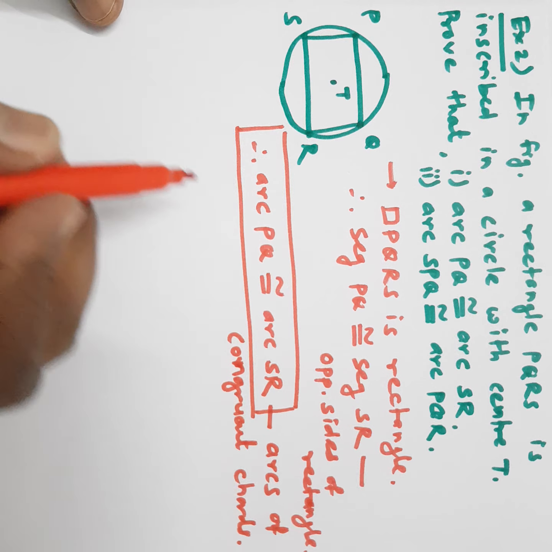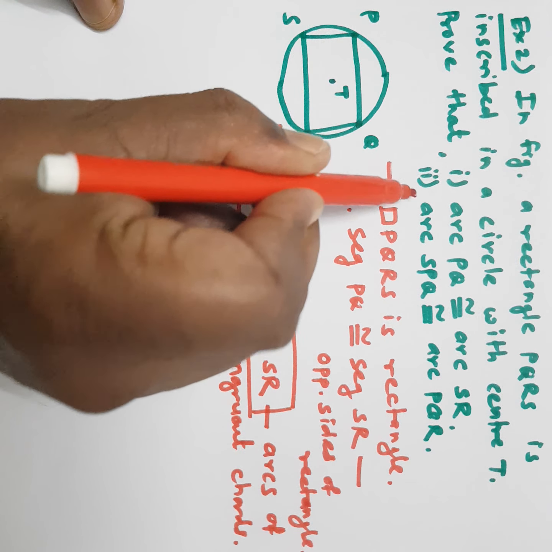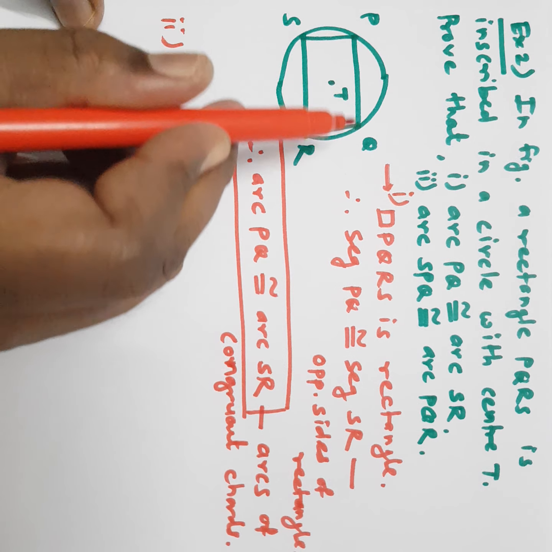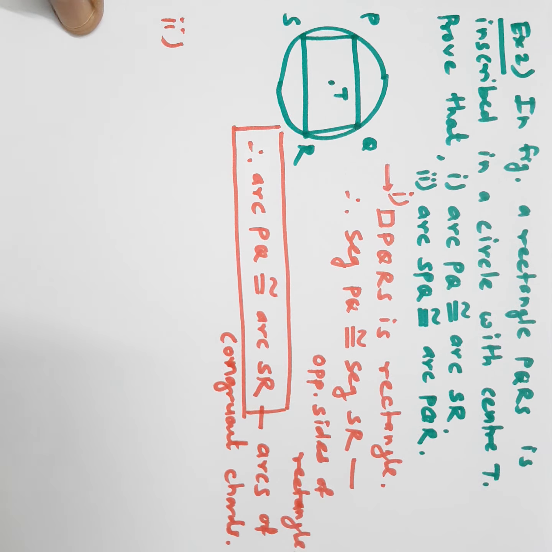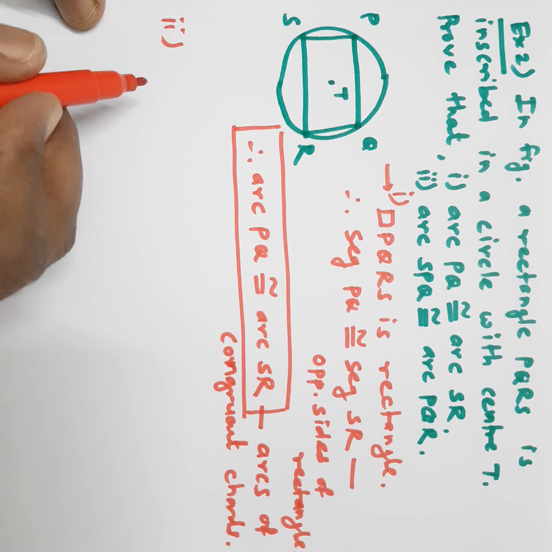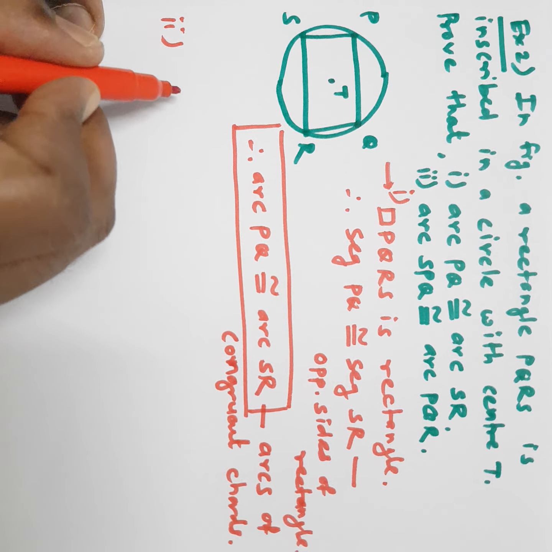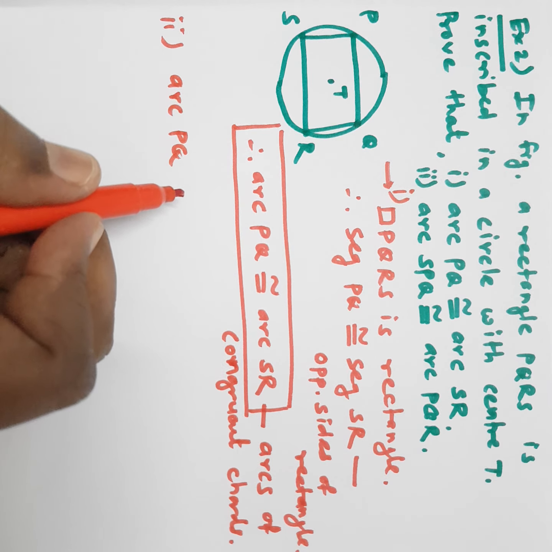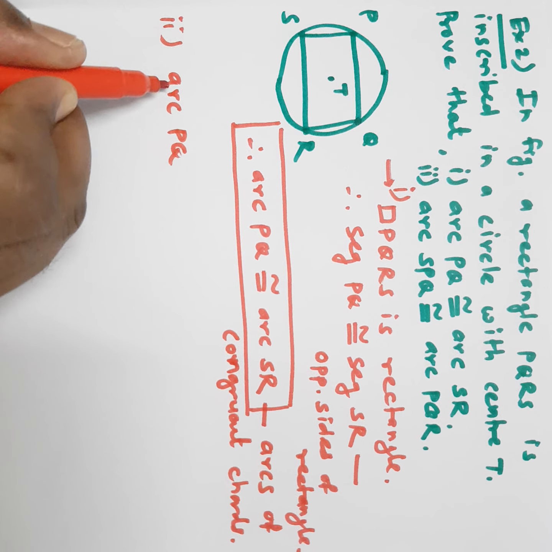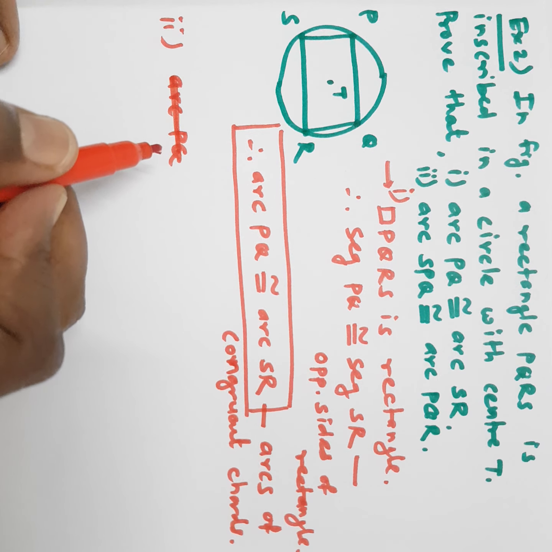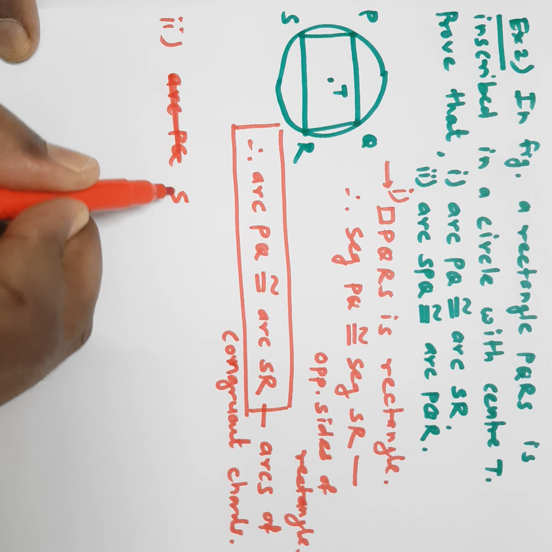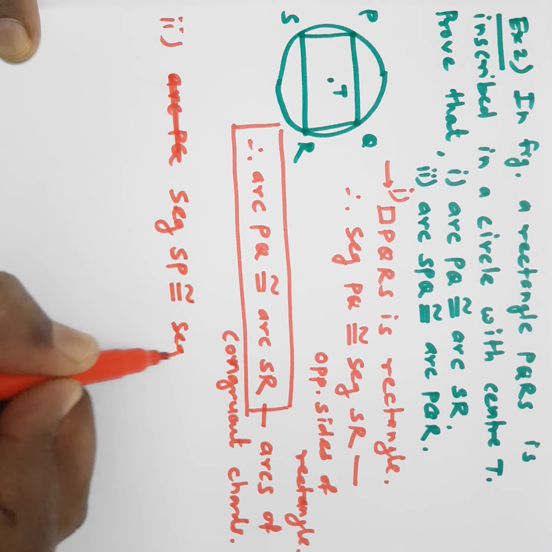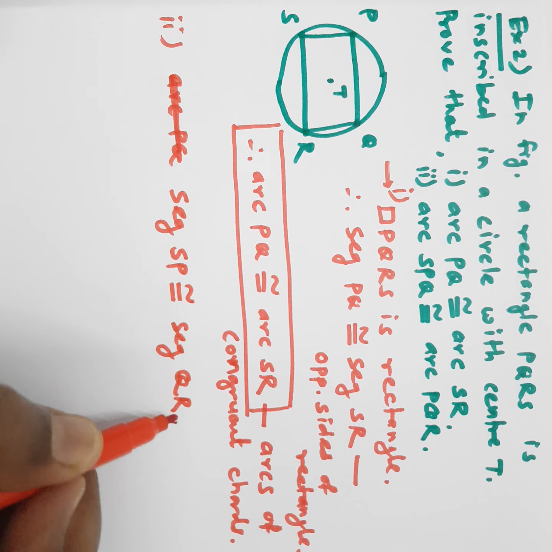Now second, we have to prove arc SPQ congruent to arc PQR. We have known that arc PQ is congruent to arc SR and arc SP. Here first, seg SP is congruent to seg QR. Why?